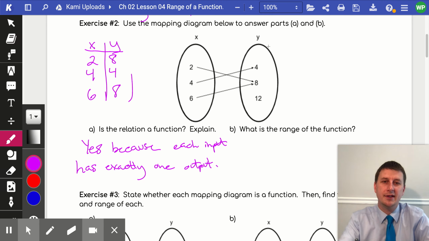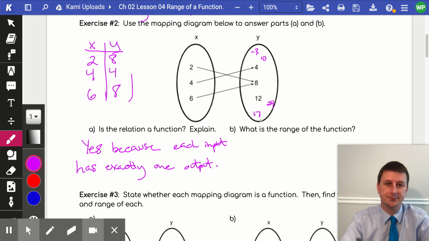So although this 12 is here, that's the same thing as there being a 10 here, as there being a -3 here, a 17 here, and so on, 24. They're all there, but they're just not shown because nothing's paired with them. So the 12 is not really in the range of that function. It's not one of the y values because it's not paired with an input. So your range is only the y values 4 and 8.